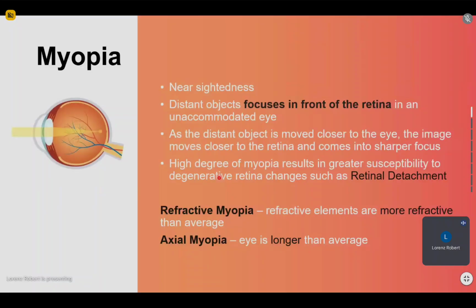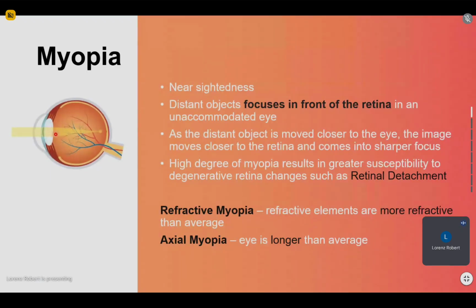Patients with high myopia are prone to having changes in the retina that may develop into retinal detachment. There are two general kinds of myopia: refractive and axial. Refractive myopia means that the elements of the eye are more refractive than average.